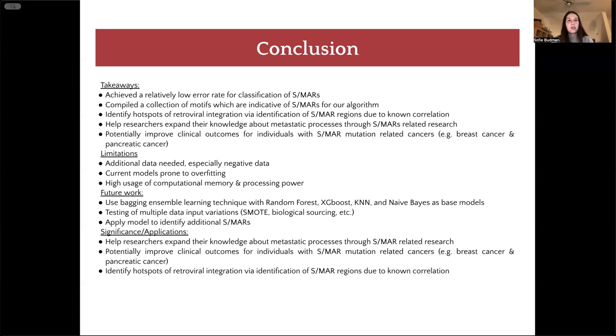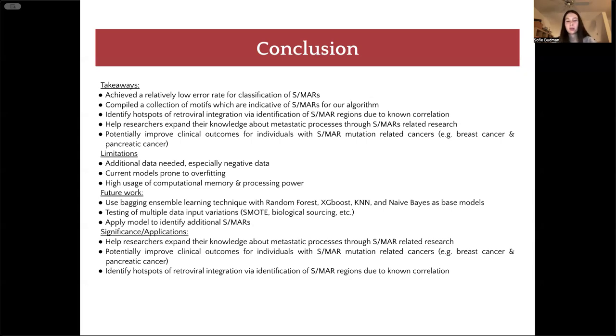Moving forward, we plan to finalize our ensemble model using bagging techniques with random forest, XGBoost, K-nearest neighbors, and naive Bayes. We also plan to test multiple data inputs such as SMOTE or biological data, to determine which one is most accurate. And finally, we plan to apply the model to genome-wide identification of novel SMAR loci. We're also working on making our model into an R package, making it more accessible to scientific researchers.